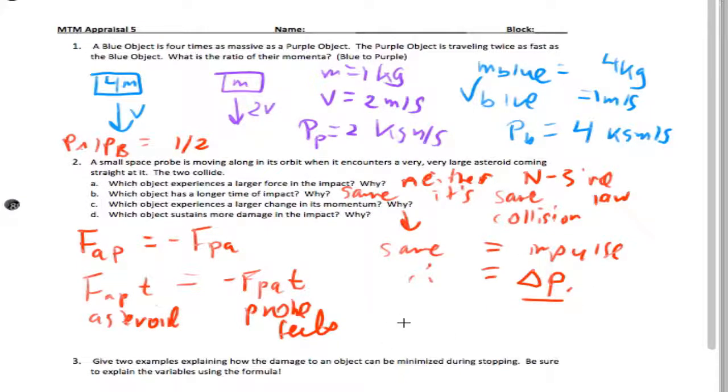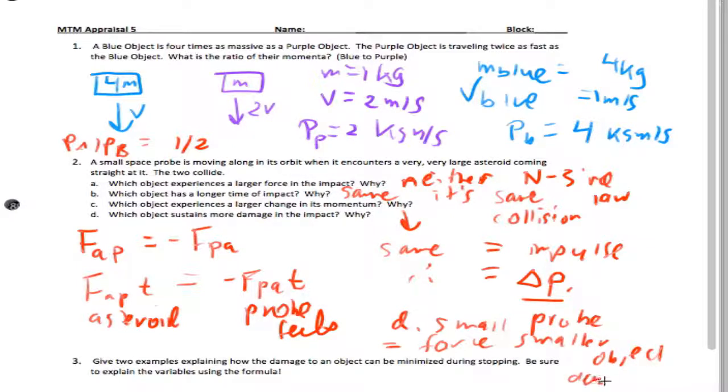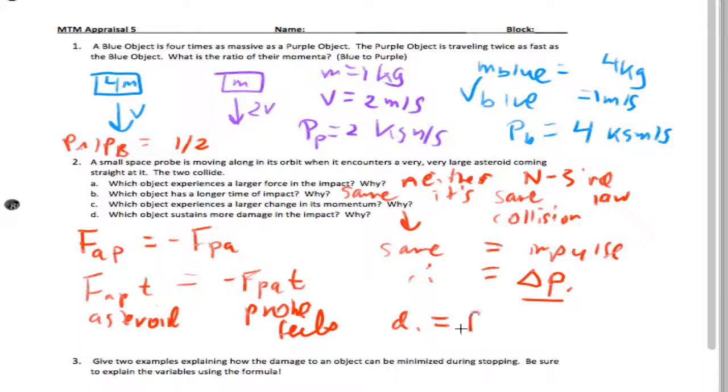Okay. And for part D, which object sustains more damage? The small probe. The equal force on a smaller object damages it. So let me say that better. The equal force on a smaller object damages it more.